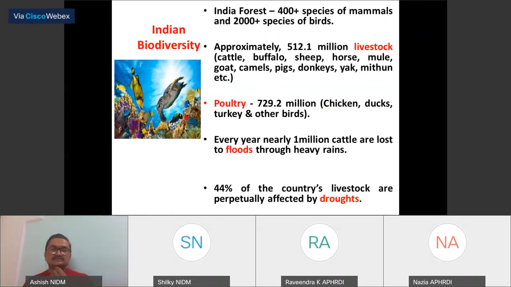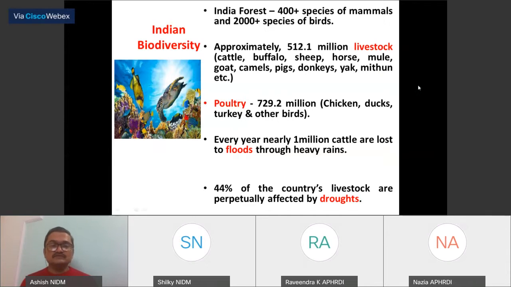Our forests give habitat to nearly 400 plus species of mammals and more than 2,000 species of birds. Approximately more than 500 million livestock are there in our country. If we talk about only poultry, it is nearly 730 million. And every year, nearly 1 million cattle are lost to floods in our Indian subcontinent during monsoon rains.